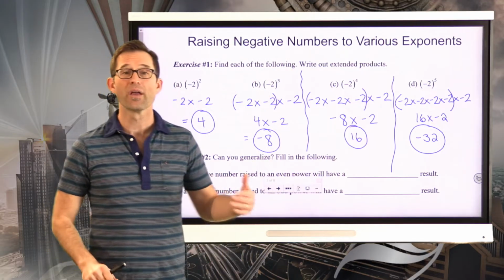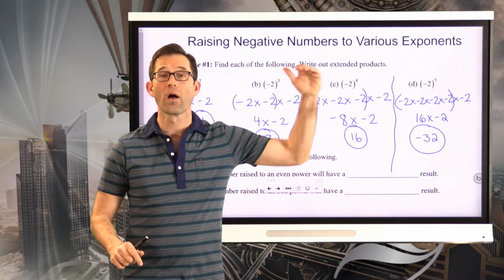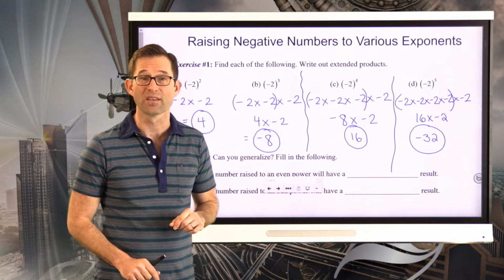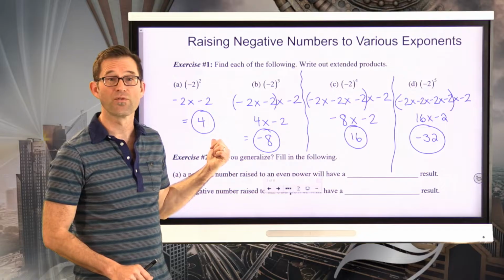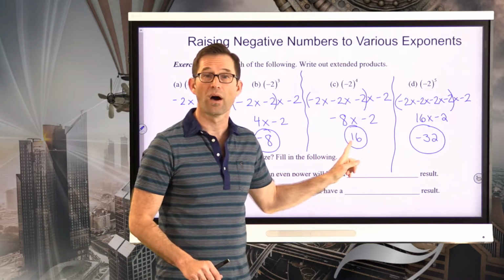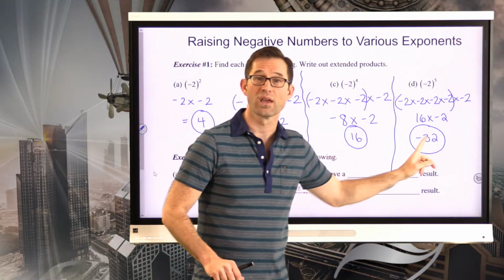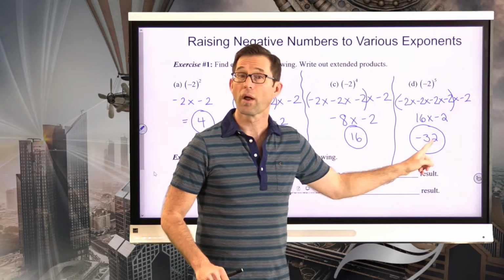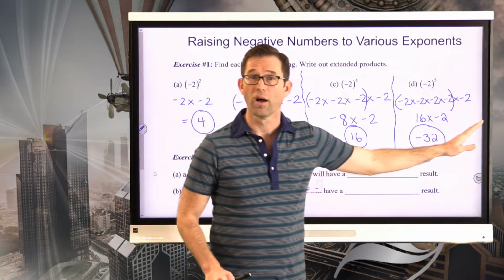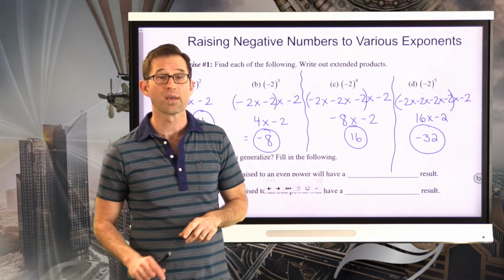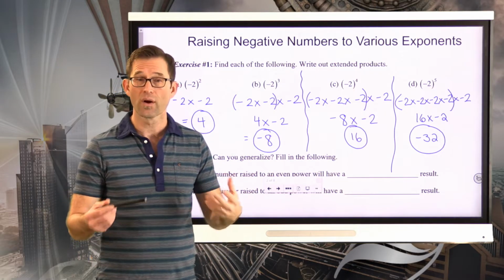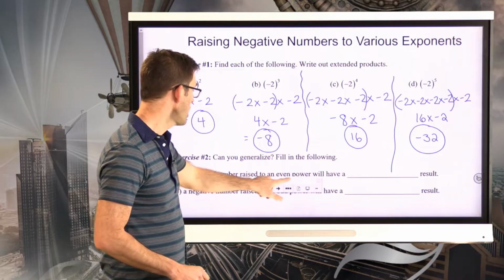Each time that I raise negative 2 to an additional higher power, I'm just taking my previous answer and multiplying it by that base again. So negative 2 times negative 2 is 4. Then 4 times negative 2 is negative 8. Then negative 8 times negative 2 is positive 16. Then positive 16 times negative 2 is negative 32. And you could probably figure out from there, if I then did negative 32 times negative 2, I'd get positive 64, etc., etc.